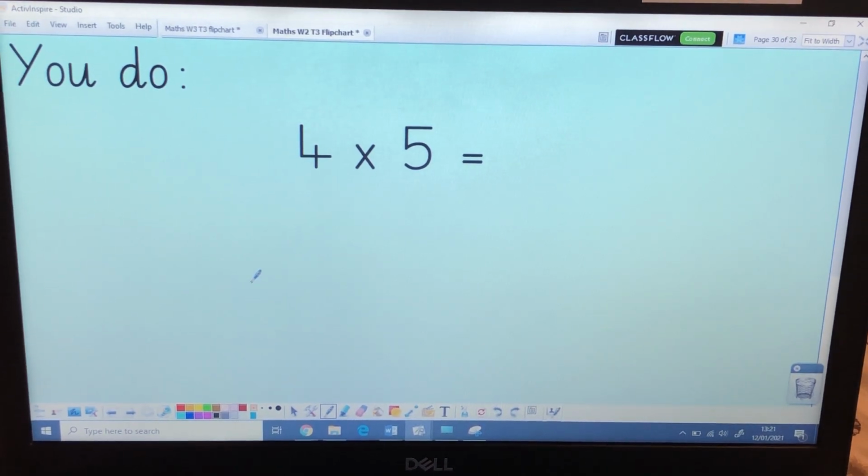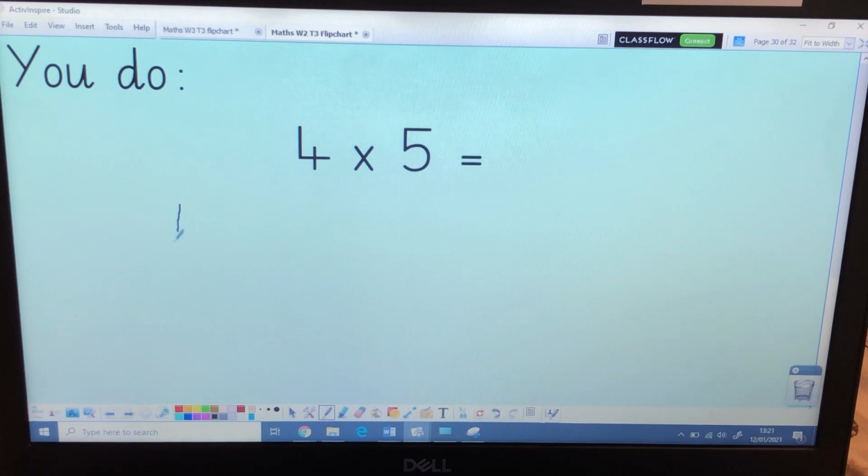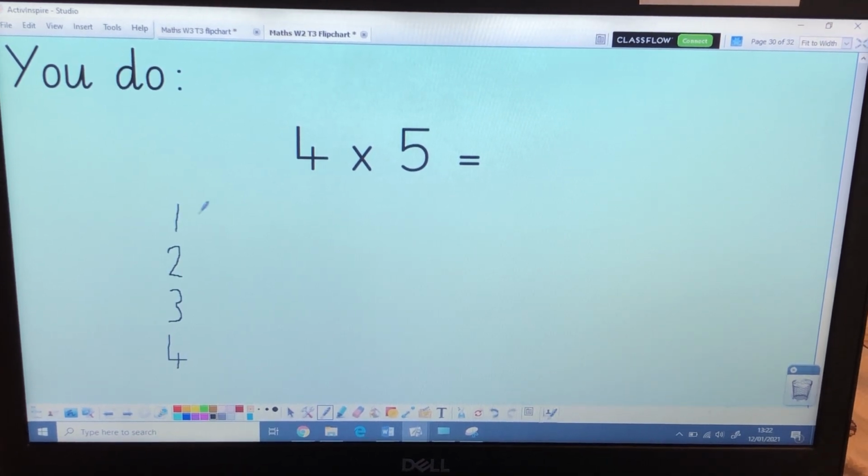So 4 times 5, remember, the first number tells us how many groups. So I'm going to draw my groups. 1, 2, 3, 4. Okay, and I need how many in each group? I need 5, don't I? So let's draw 5 in each group.